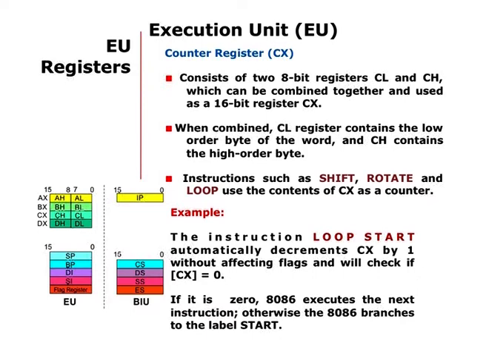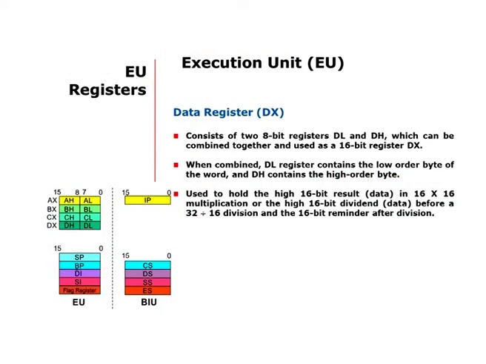Now the next general register is the DX or the data register. It consists of two 8-bit registers DL and DH, which can be combined together and used as 16-bit register DX. When combined, DL register contains the lower byte of the word and DH contains the higher byte.